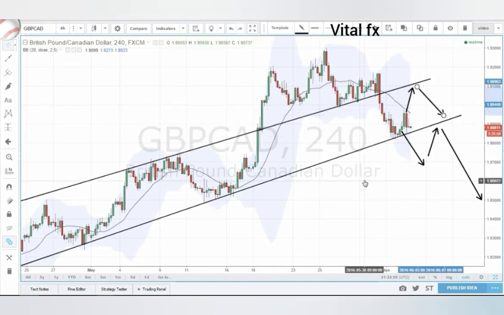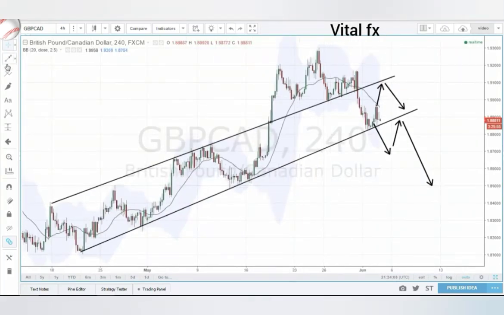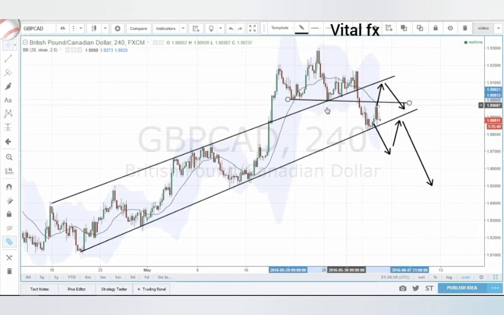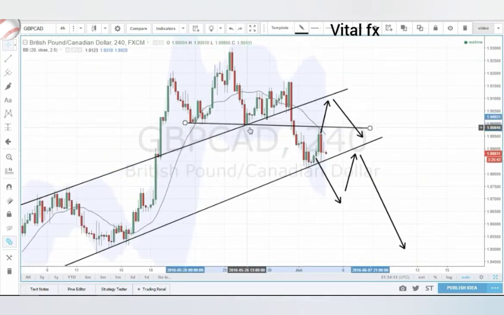And also if we use a little bit more of horizontal support and resistance, then we could see that once we draw this trend line here, connecting these two swing lows, here is a very interesting cluster level.